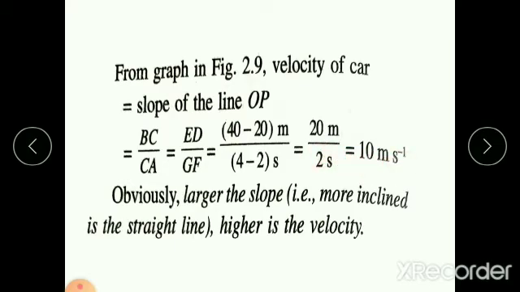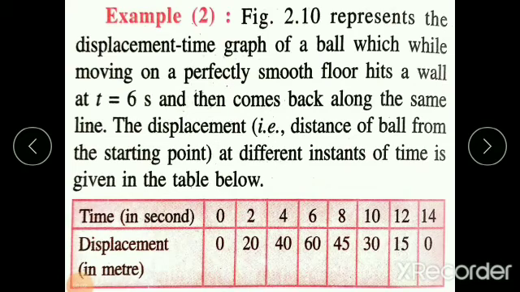So what is the velocity? That is 10 meter per second. The slope will be the velocity. So let's take one more example.